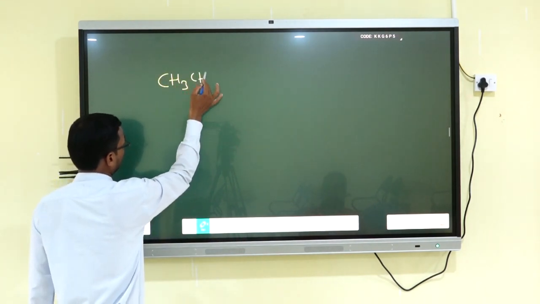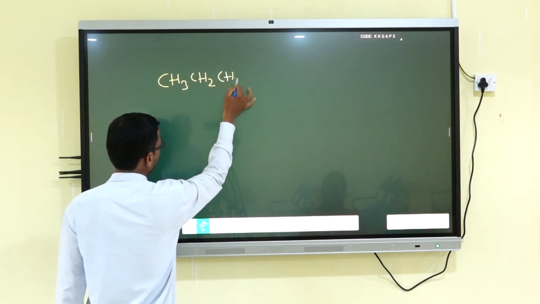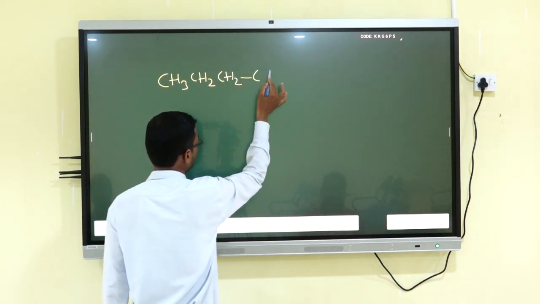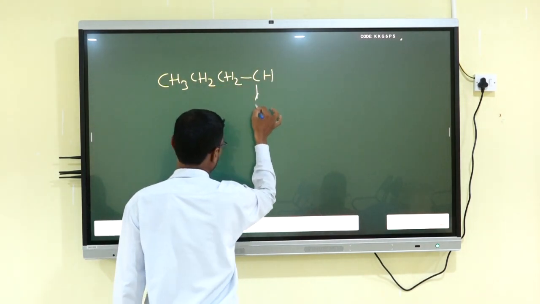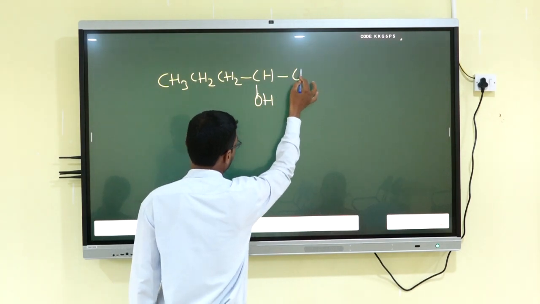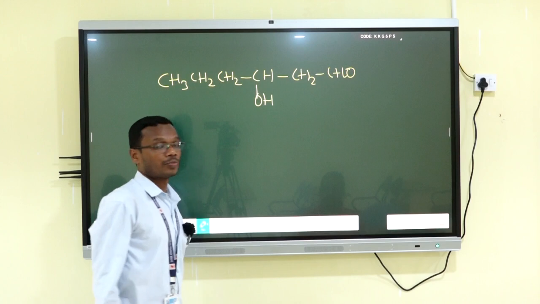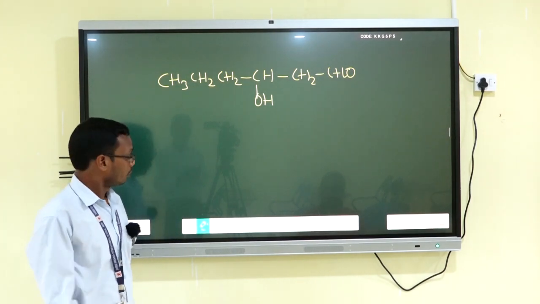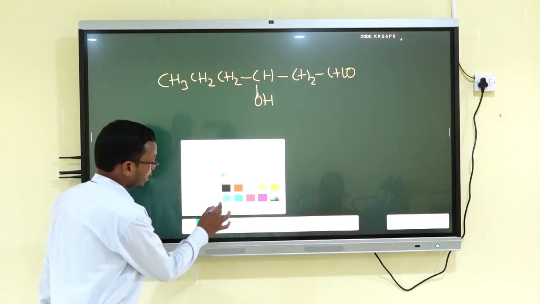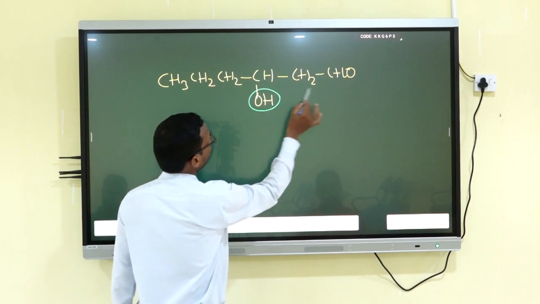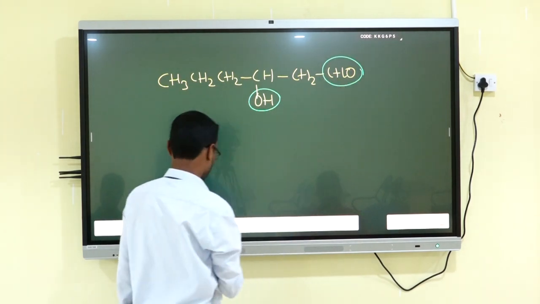CH3, CH2, CH2, CHOH, CH2, CHO. How to name this compound? There are two functional groups. One is OH and one is CHO. How to name?